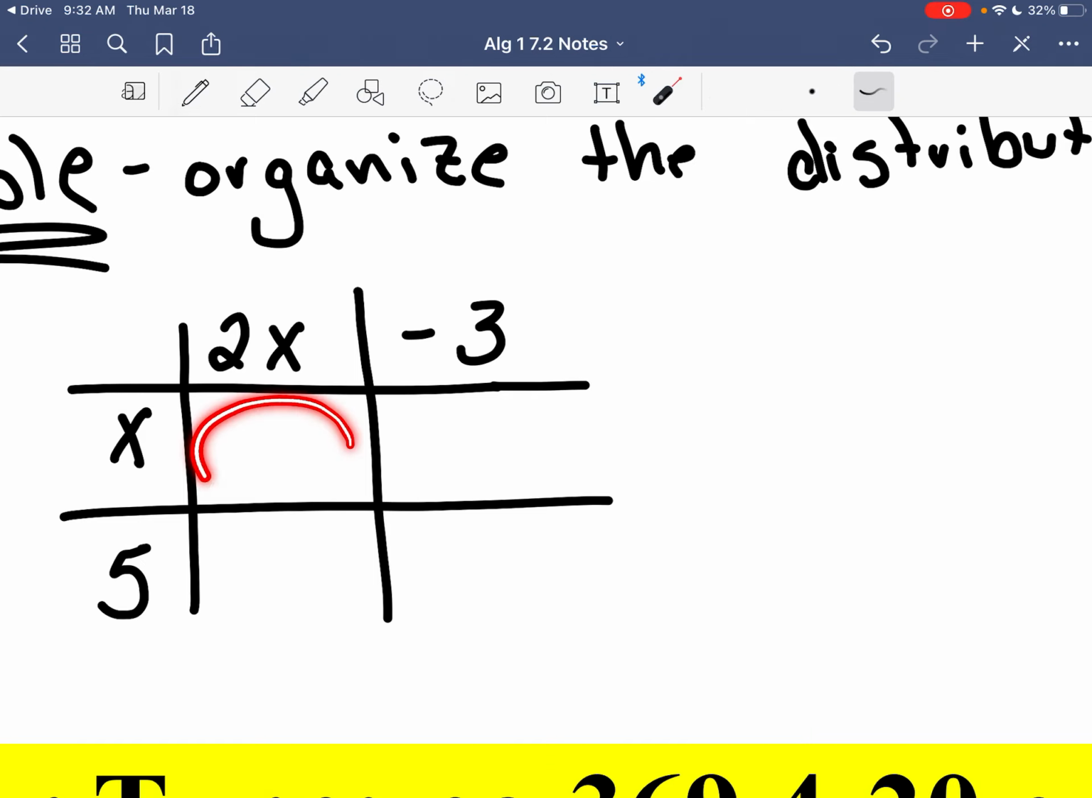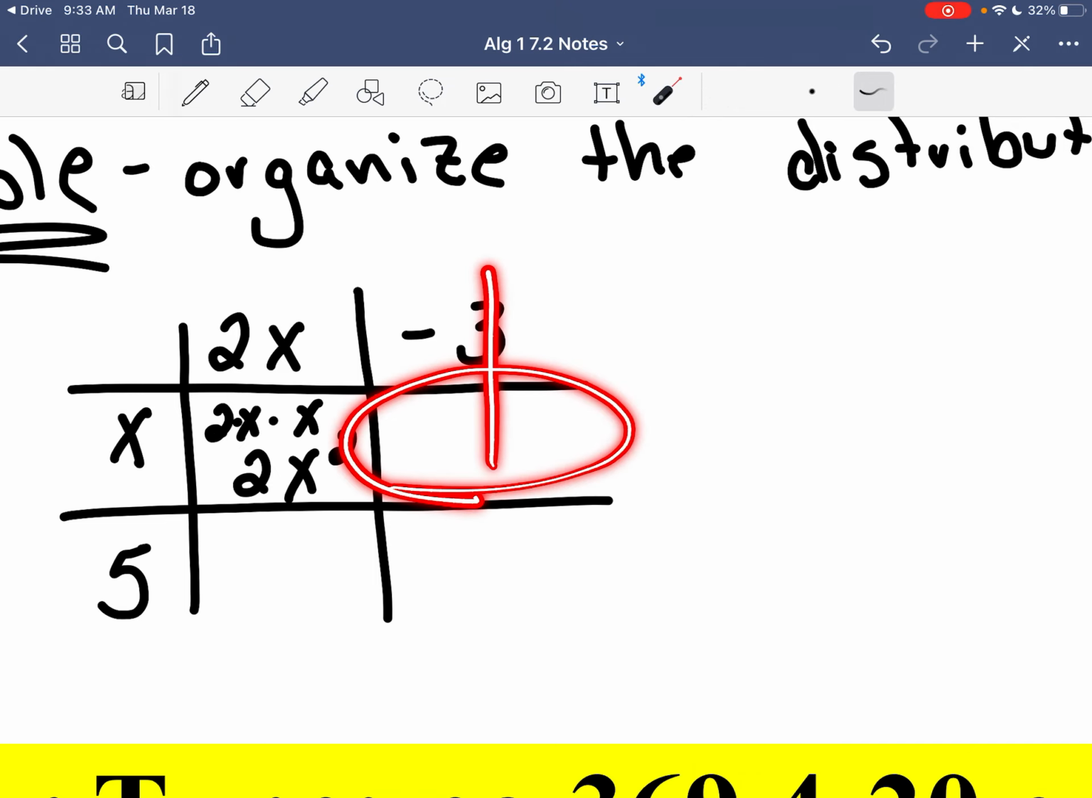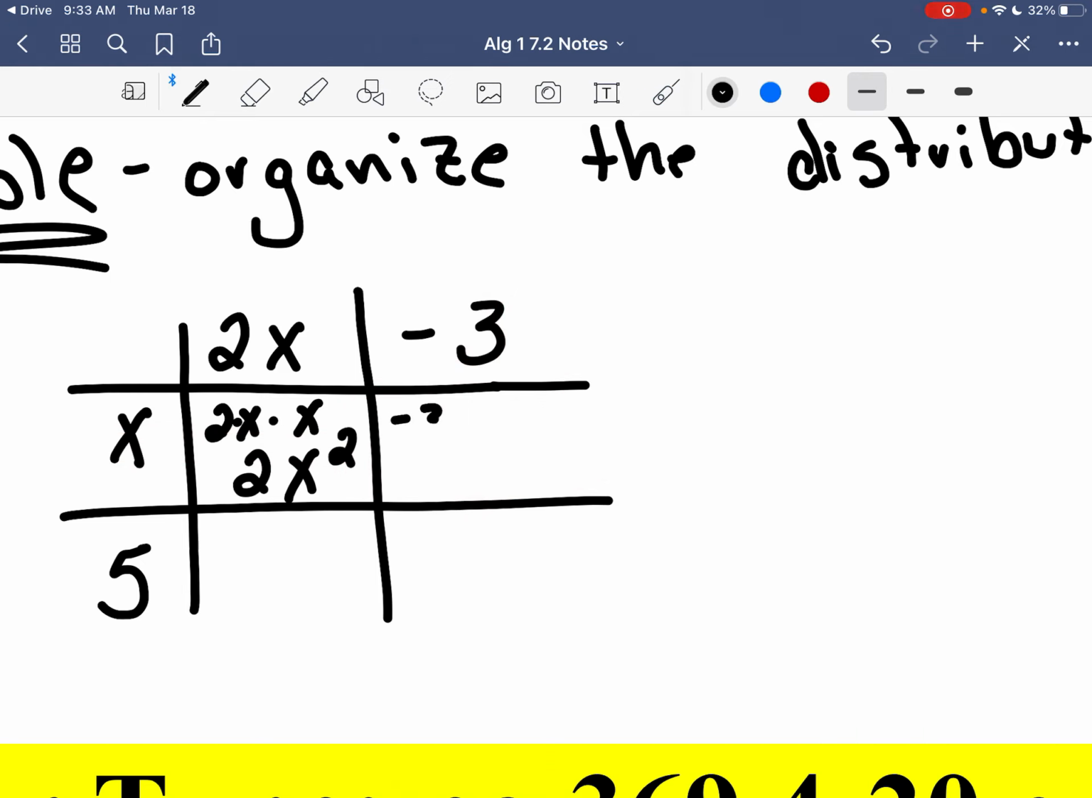Okay. And now we're going to fill in these boxes. What goes into this box is going to be the multiplication of these two things. So I'm going to take the 2x times the x, and that's what goes here. This is 2 times x, so this is going to be 2x to the second. Then this box is going to be the product of the thing below it and next to it. So I'm going to take the negative 3 times the x, which we'd write as negative 3x.